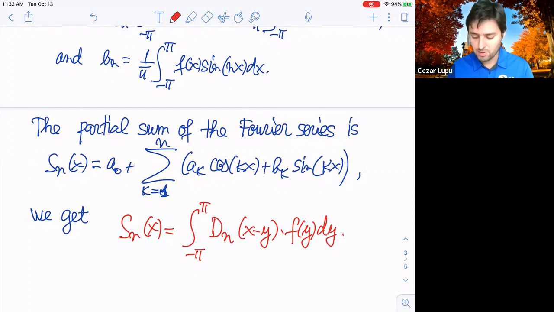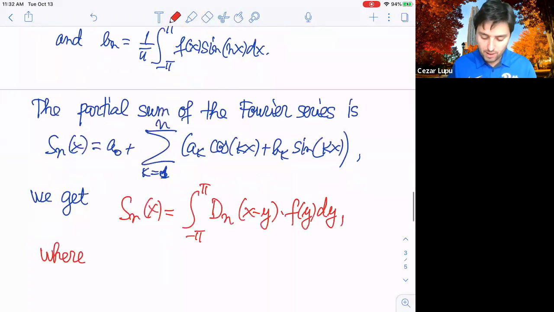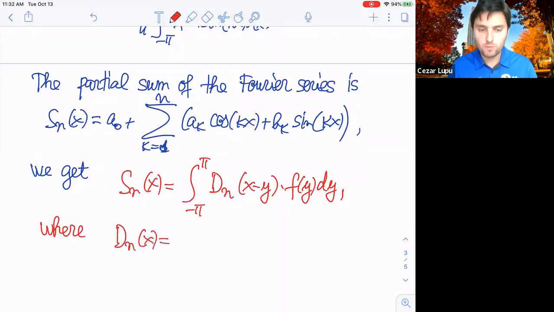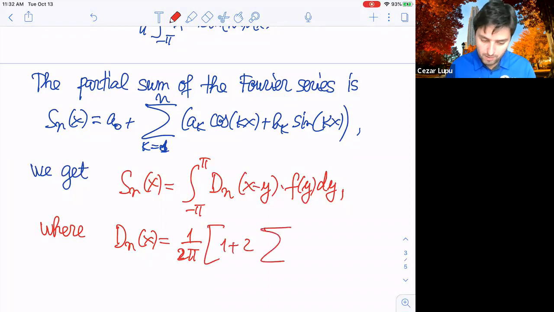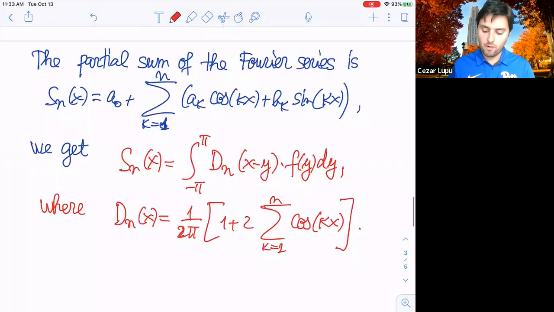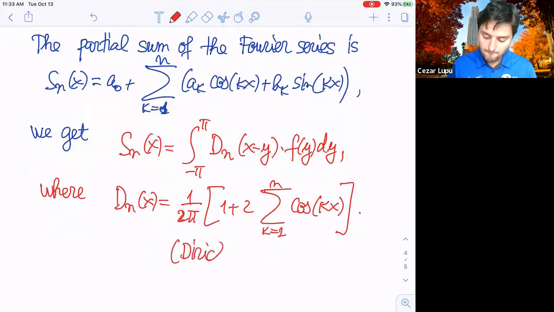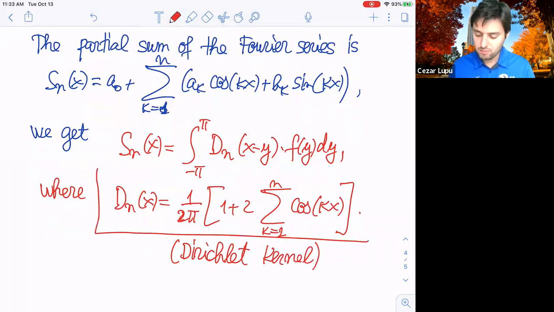It doesn't really matter that much, but imagine that this is the convolution between D_n and my function f, where this D_n of x, let's just write it, is what we will call the Dirichlet kernel. This is nothing else than, okay, I'm going to write it in this way: 1 over 2 pi times 1 plus 2 times the sum from k equals 1 to n of cosine of kx. So this is the Dirichlet kernel. As you can see, it's a function. It's a very nice function.